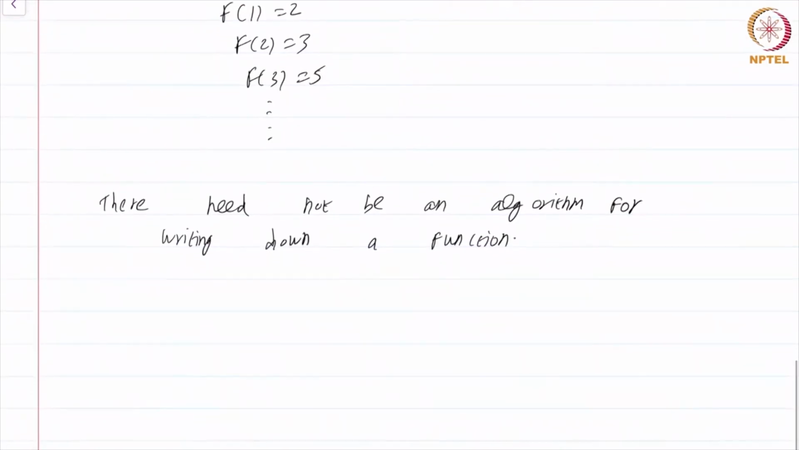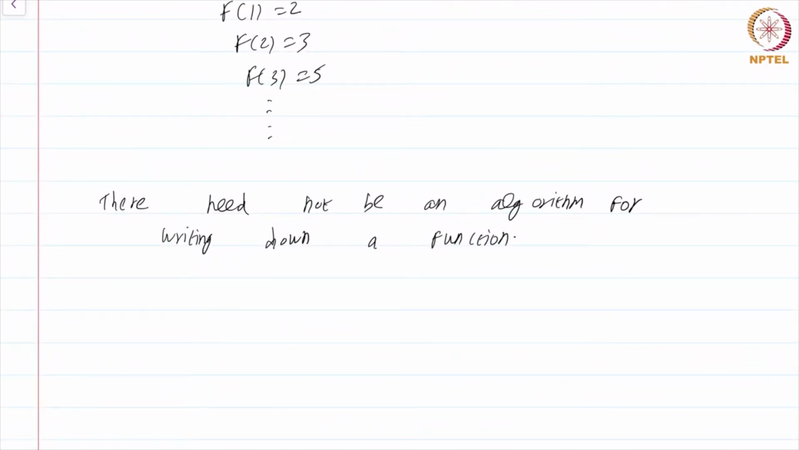An example of that is quite involved. I'll just content to say that there are many functions. In fact, most functions cannot be described by algorithms. Functions from natural numbers to natural numbers itself, not just functions from R to R. If you take f from N to N, most functions cannot be computed using an algorithm, let alone a formula.